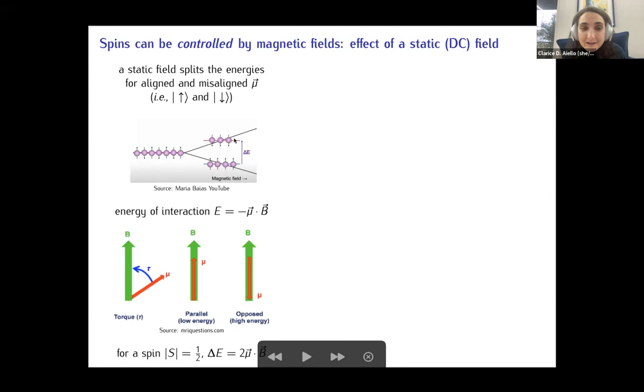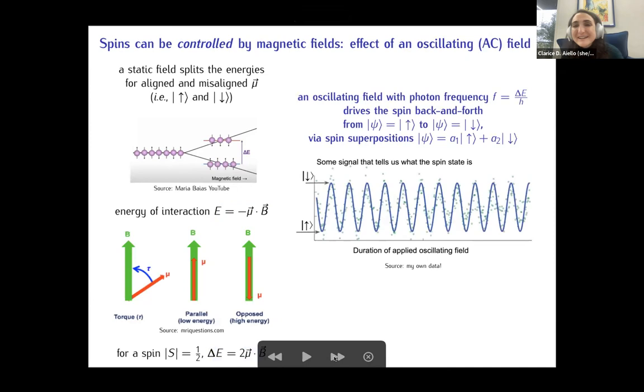We've mentioned before that the energy of interaction between a magnetic dipole moment and a magnetic field was given by this minus dot product between the magnetic dipole moment and the magnetic field, which meant again that there's a splitting in the energy, right? Lower energy for spins aligned with the field, higher energy for spins anti-aligned with the field. And if you just consider a spin which can be up or down with respect to the field, this difference in energy is given by twice the magnitude of this energy of interaction here, right? So there is a difference in energy which is equal to twice this magnitude here.